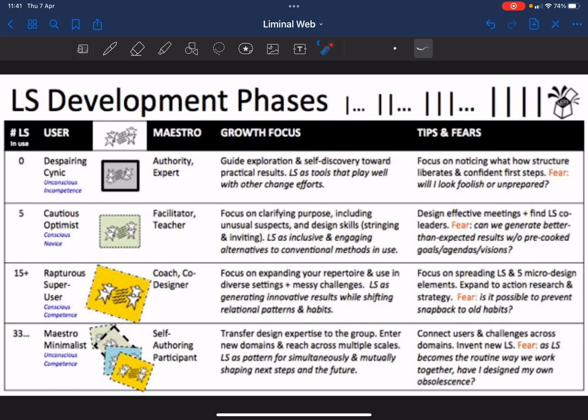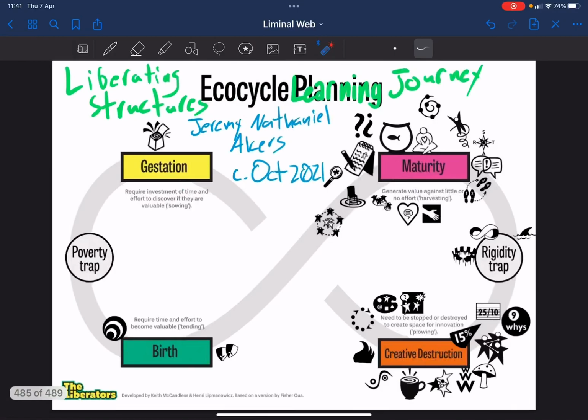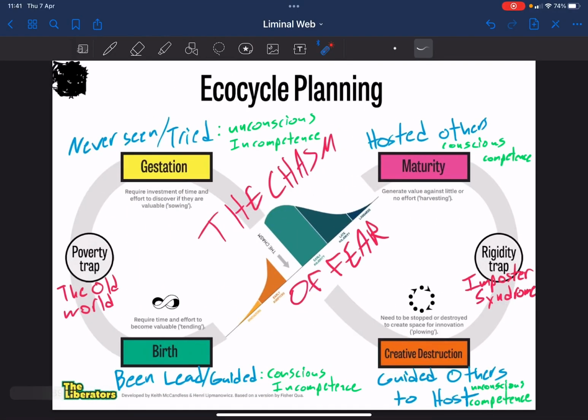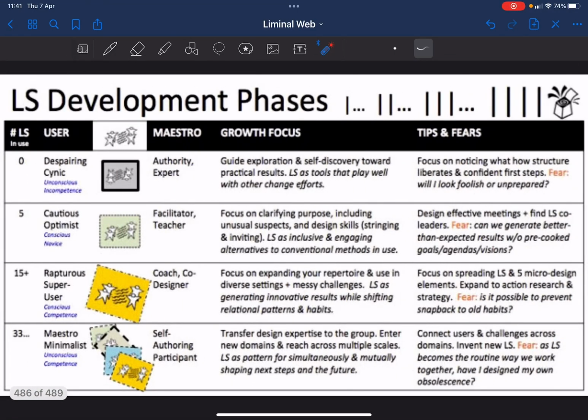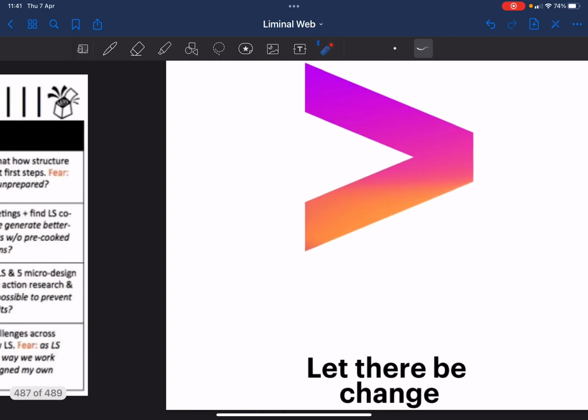But effectively, this is the growth hierarchy for Liberating Structures at large. So you can see how you can use both the Ecocycle as well as this broader growth hierarchy to keep track of your progress, what you've got left to learn, and to kick ass, take names, become a boss.